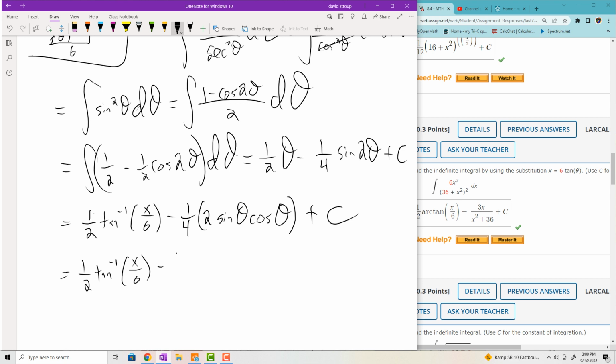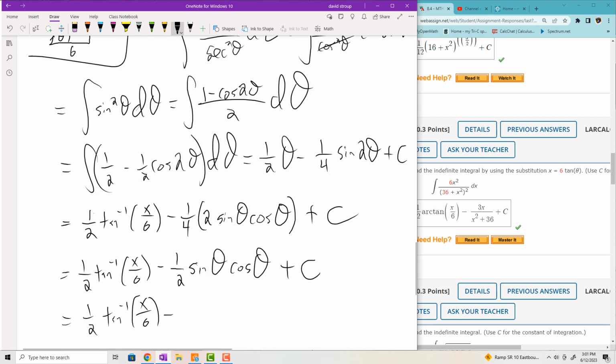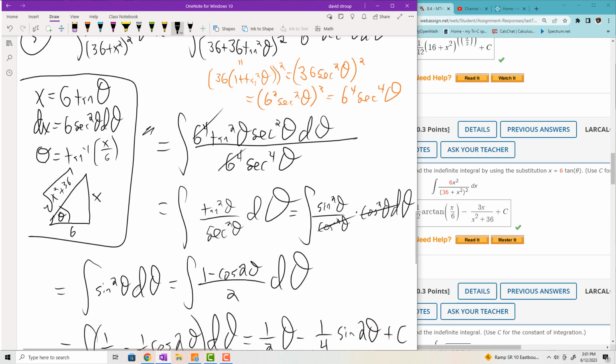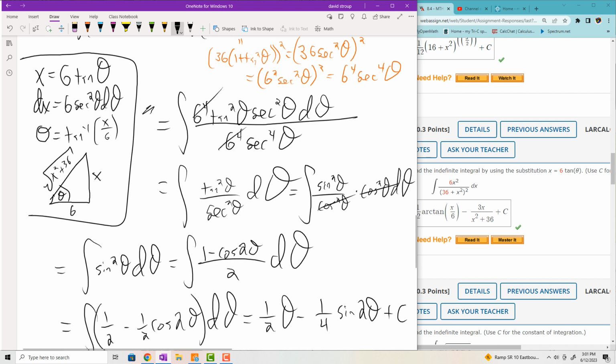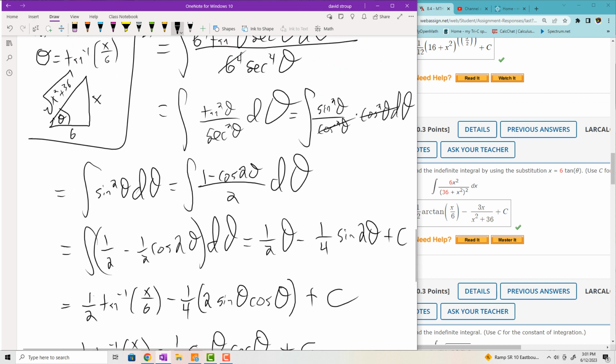But once you get that, then you can go ahead and use a triangle to transform the sine theta and cosine theta in terms of x. Okay, so I get 1/2 tan inverse of x over 6. And this is really as hard as it gets. That extra transformation is not easy to always remember, but it's really as bad as it's ever going to get for you. That extra step that you have to pull off.